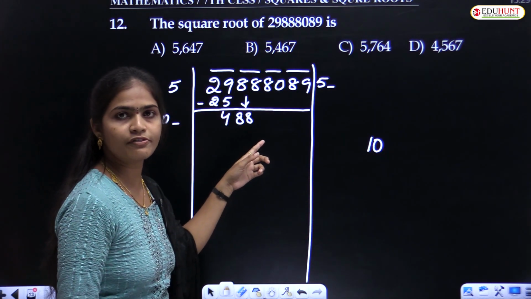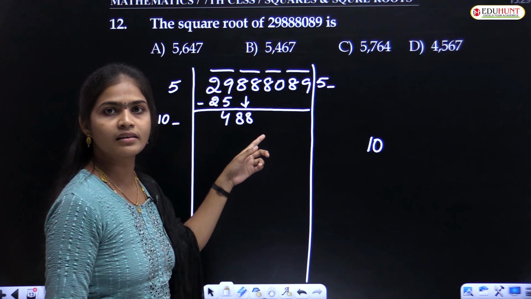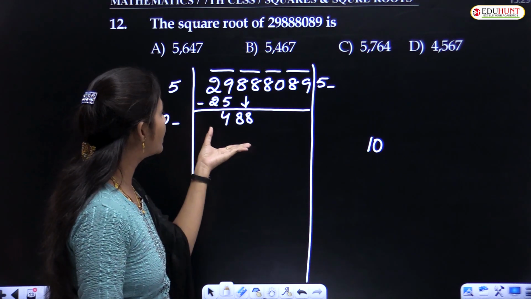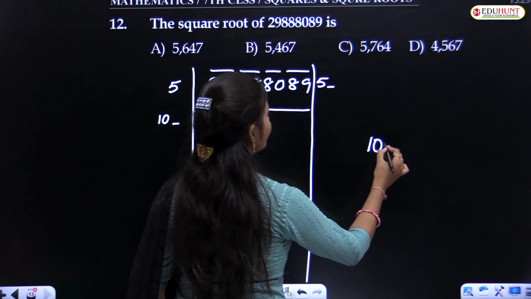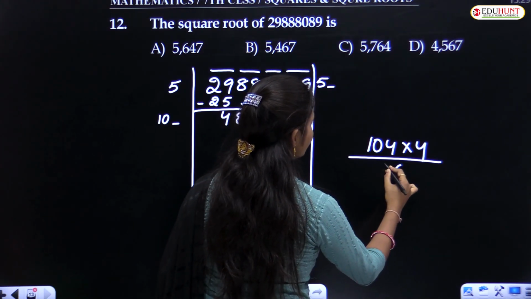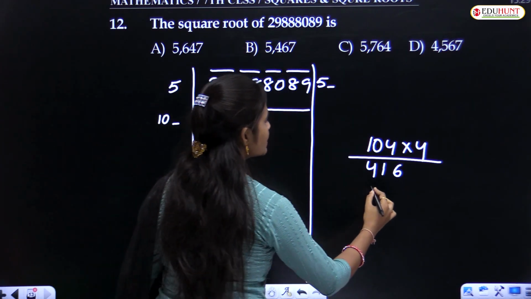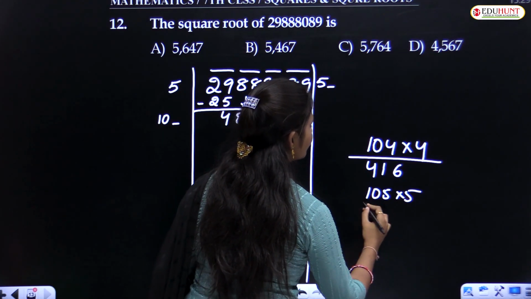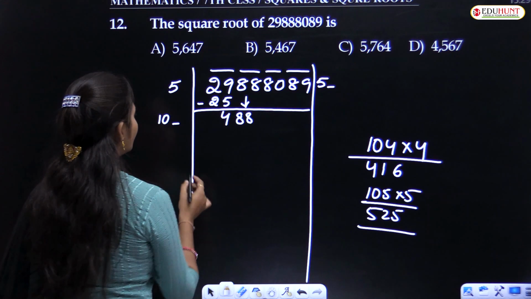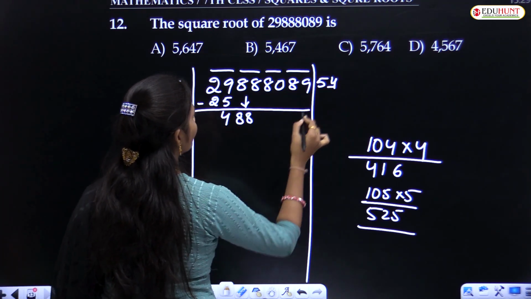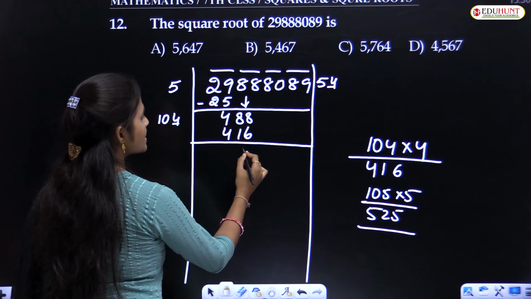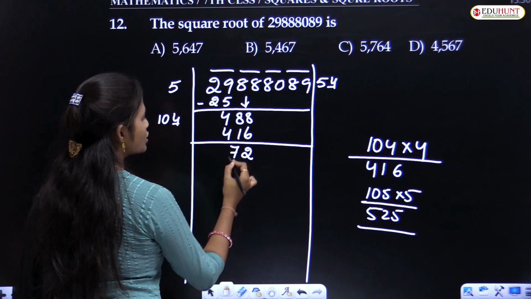How many possibilities are there for that? Here the first possibility is 8. Is that a perfect square? That is not a perfect square, so we need to take its nearest values. 104 into 4: 4 4s 16, 4 1s 4. Next, 105 into 5: 5 5s 25, 5 1s 5. Which one can we take here? That 4 only, no? So 104 into 4. How much did we get? 416. Clear. 8 minus 6 is equal to 2. 8 minus 1 is equal to 7.